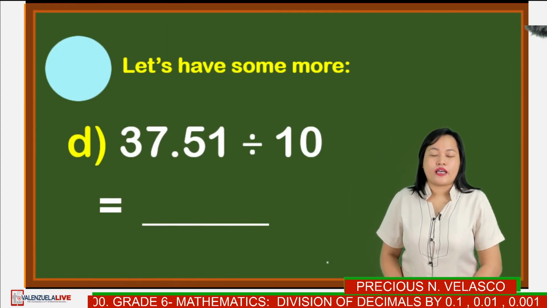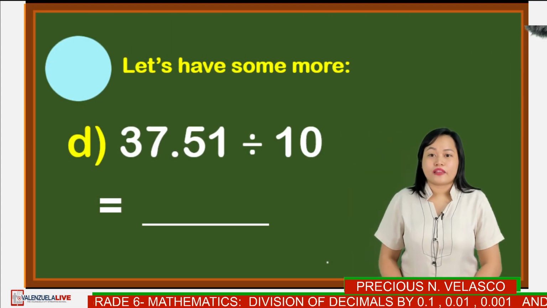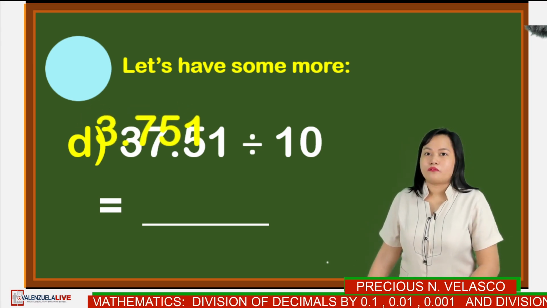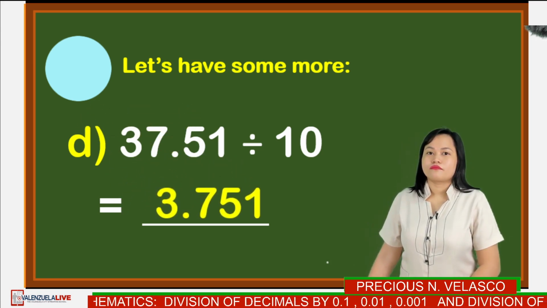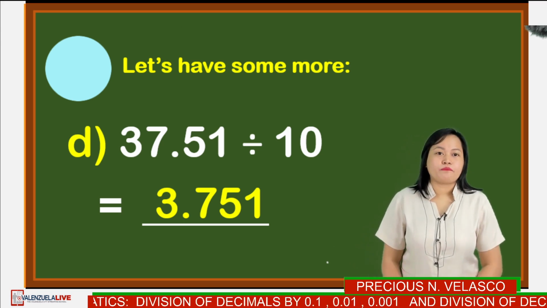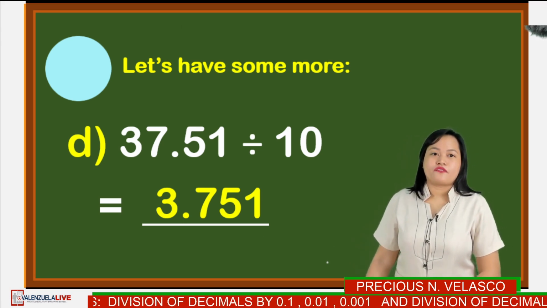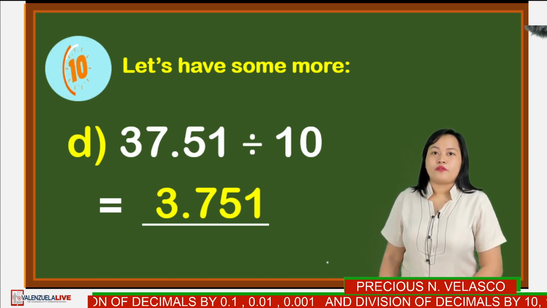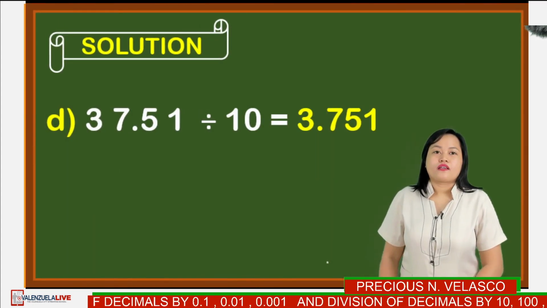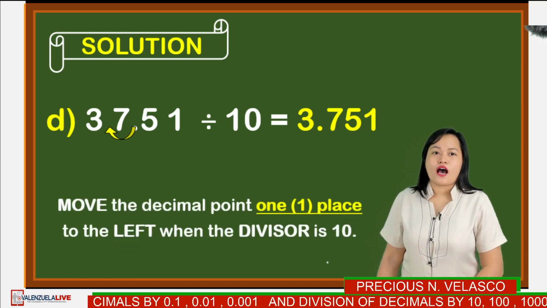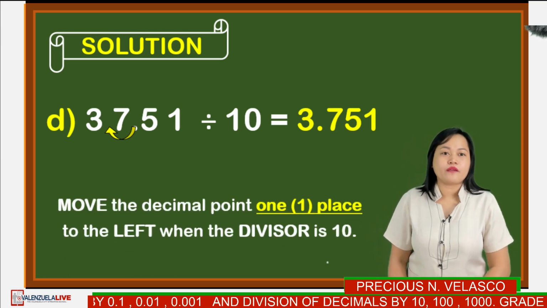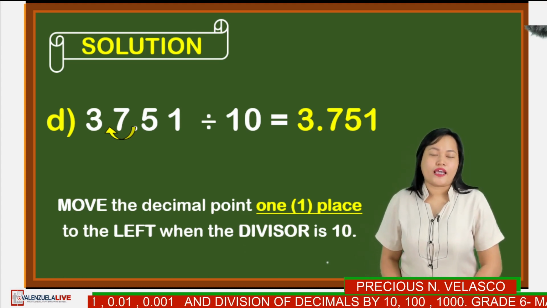Next one, how about this one? We have a different divisor. We have 10 as a divisor. Your 10 seconds starts now. Okay, time's up. We have an answer of 751 thousandths. How do we come up with that? We move our decimal point one place to the left when the divisor is 10.